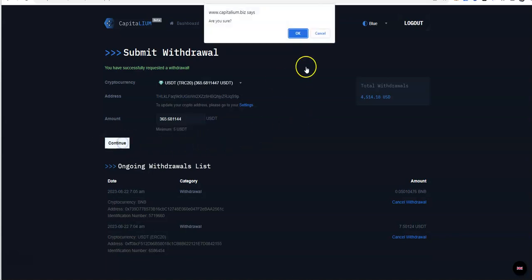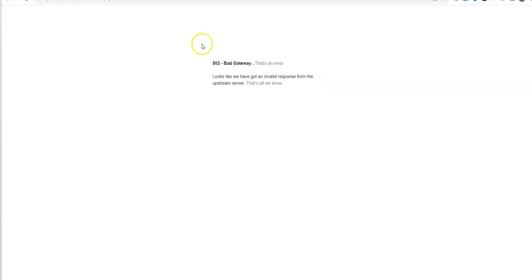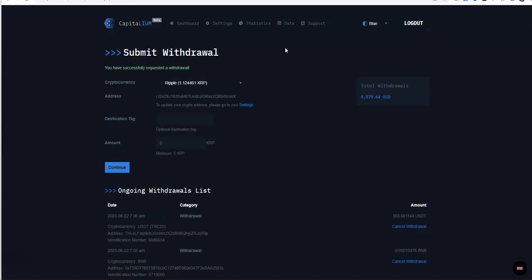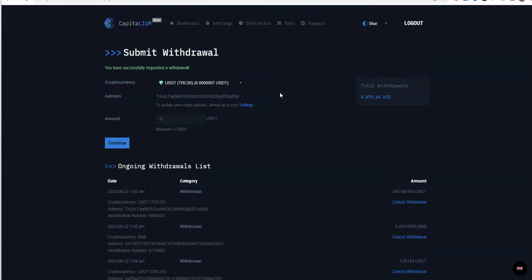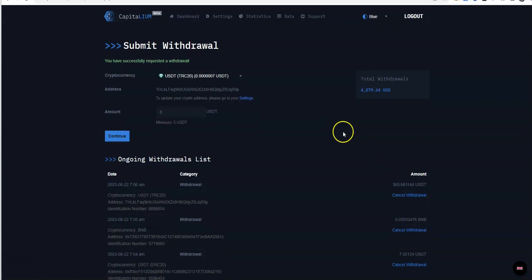Do that. Ooh, let me reload that one. Let's see if that went through. We've got to do it again. And yep, that went through. So USDT is fine, there it is. So three withdrawals there, and so far I've taken out 48.79.